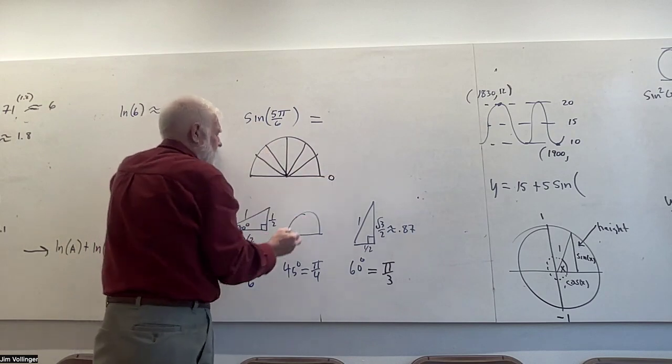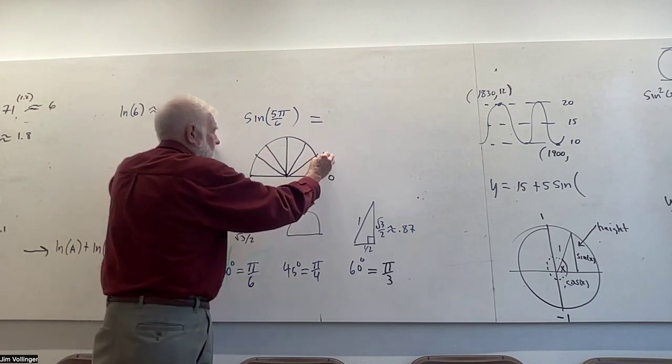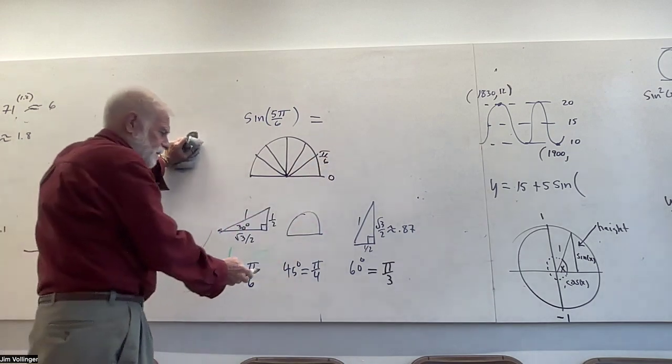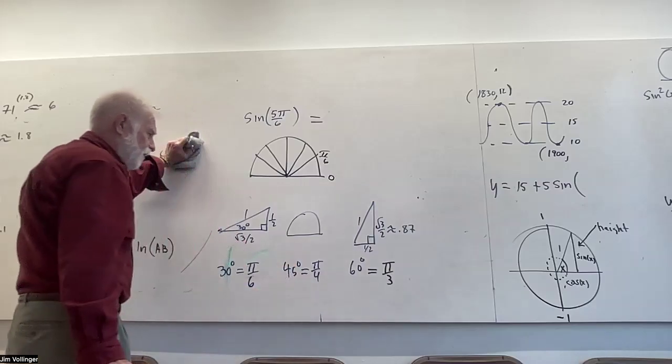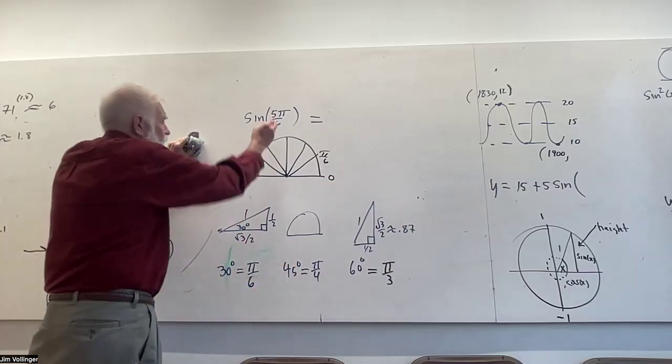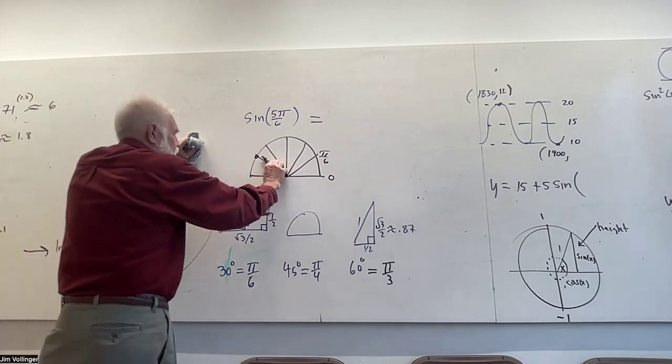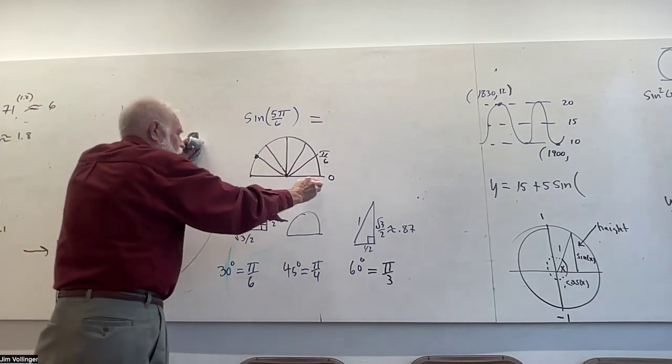So we start at 0 radius lengths. We go to 1 pi over 6. Pi over 6, 30 degrees. We'll talk more about it in class. Pi over 4, 45. And we want 5 pi over 6. So we go to that spot. That's 150 degrees, right? 360 all the way around.